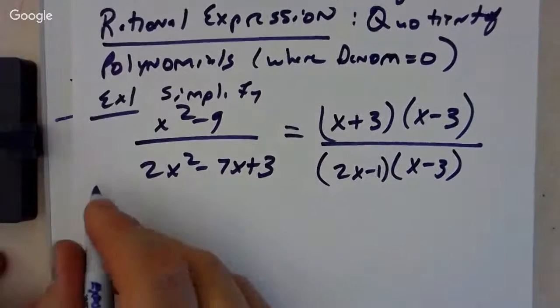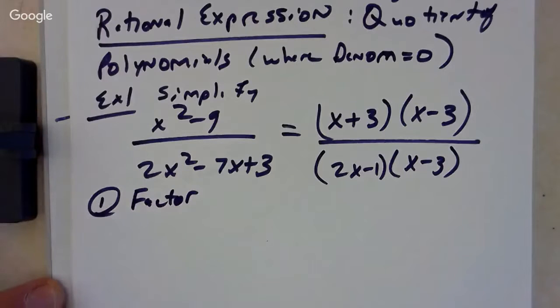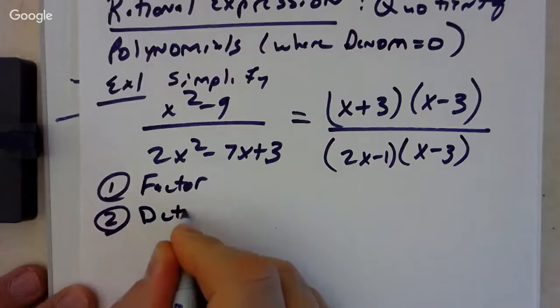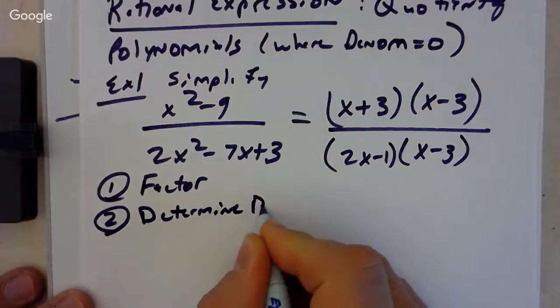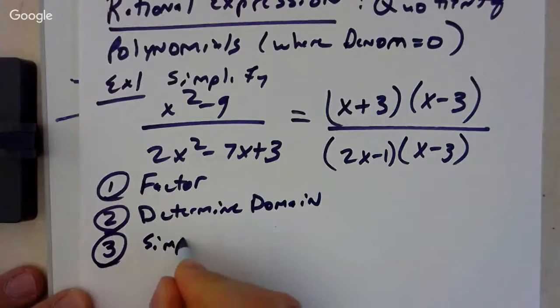Here's what I'm asking you to do. Number 1, look to either factor or take out common factors. When I say factor, taking out common factors is a subset of that. The second thing is to determine the domain. And the third thing is to go back and simplify.